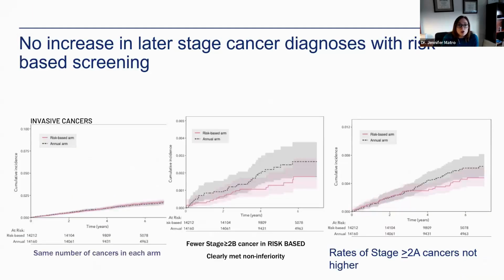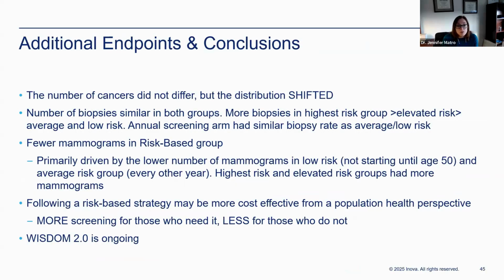What they found was there was no increase in later stage cancer diagnoses with risk-based screening. So there was not a higher risk of cancer or later cancer. If you went a longer time between mammograms, you didn't pay for it with a bigger tumor. They didn't find these interval cancers between screenings. So the number of cancers didn't differ. The distribution shifted.